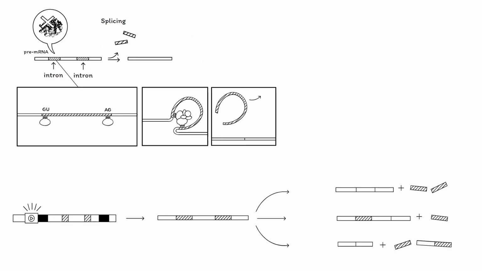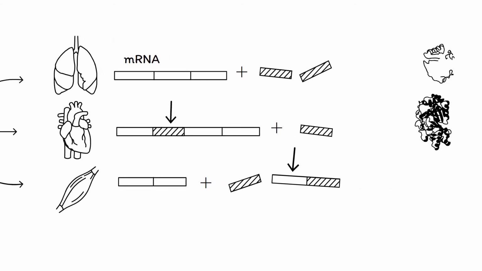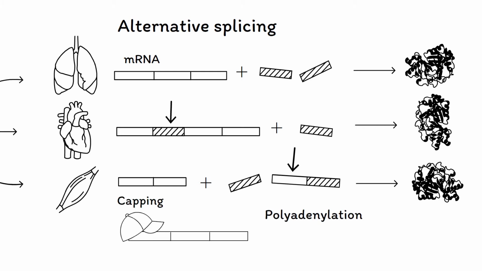The processing of pre-mRNA is not always the same, but can differ per tissue. For instance, specific introns are retained in one tissue, while certain exons are removed in another tissue. One gene can thus produce different mRNA sequences that each produce different proteins. This is called alternative splicing, which adds to the complexity of the biological system. There are more processing steps next to splicing, such as capping or polyadenylation, but those will be covered another time.